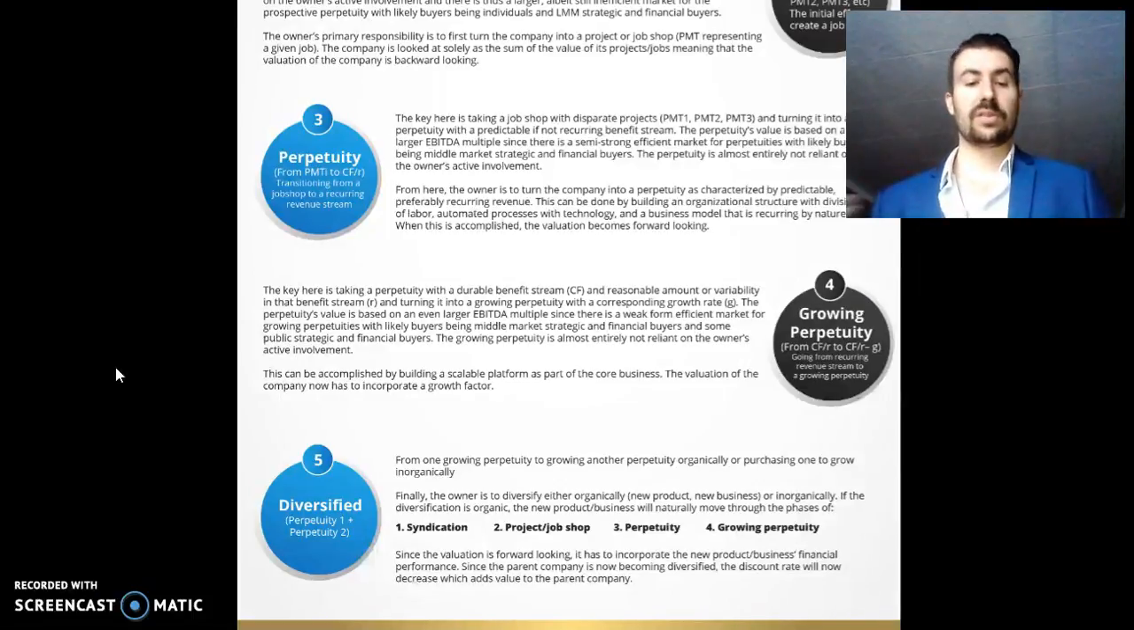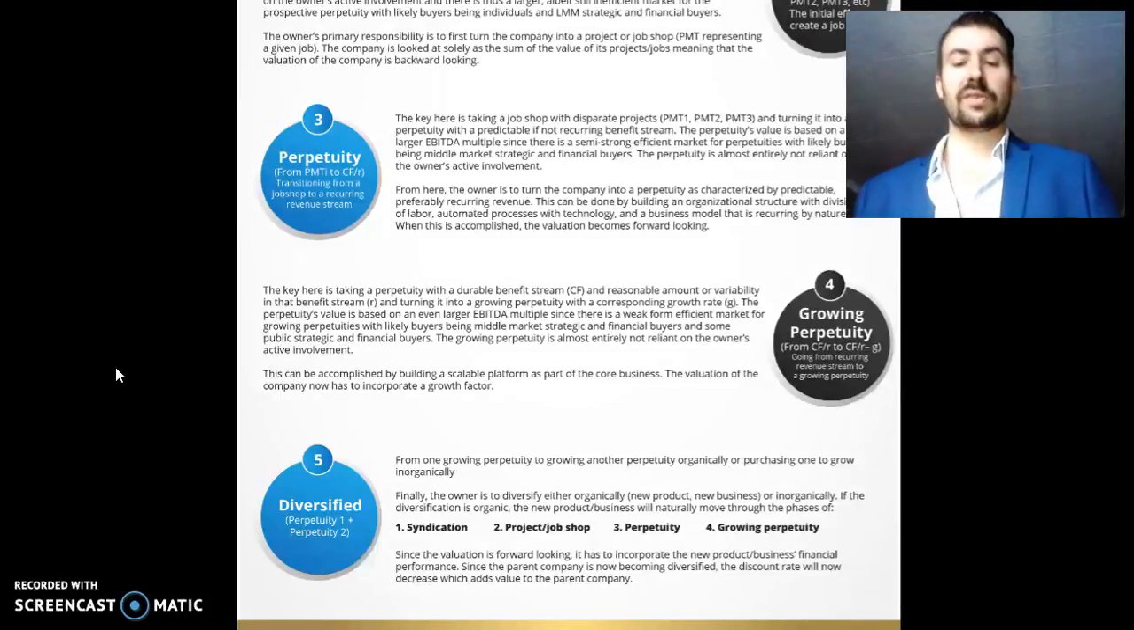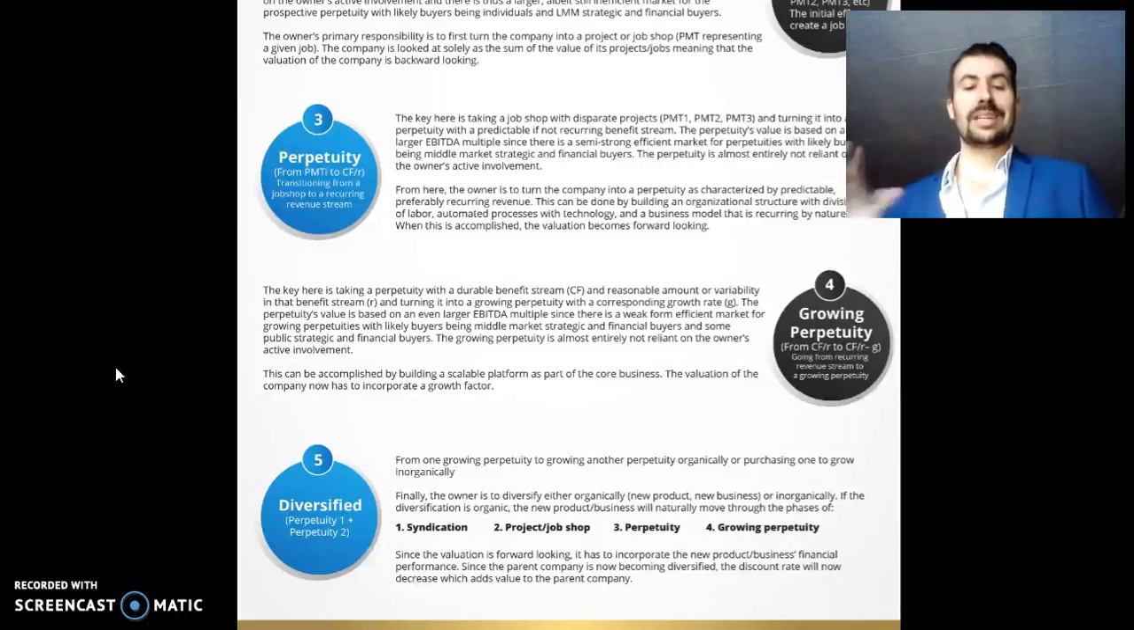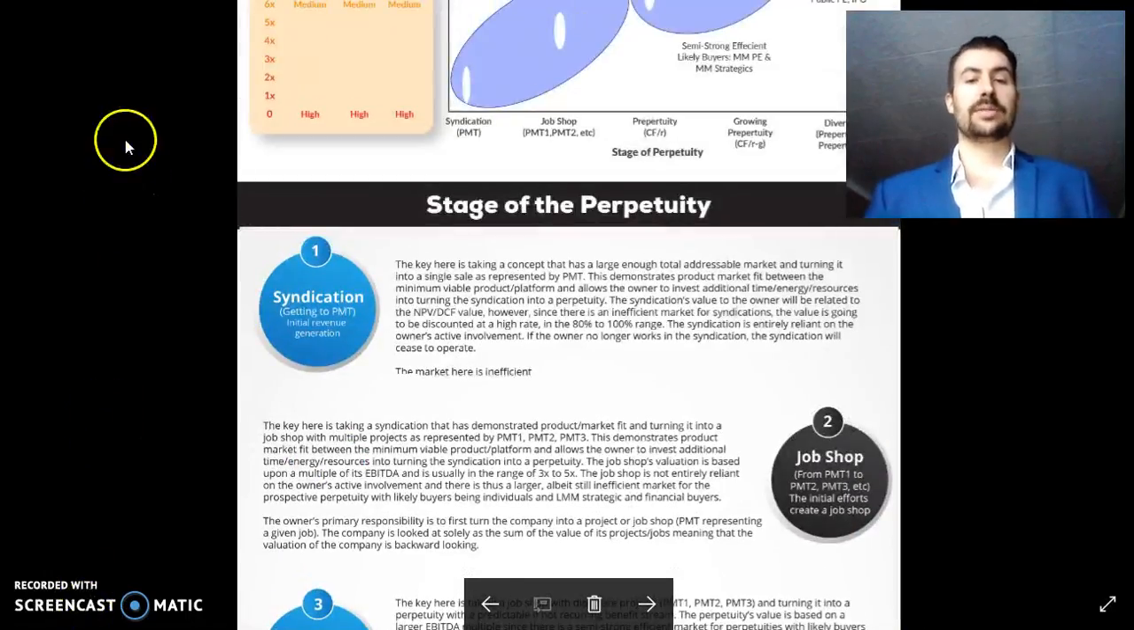So if diversification is organic, the new product or business will naturally move through the phases of the perpetuity once again: syndication, project or job shop, perpetuity, and then ultimately growing perpetuity. Since the valuation is forward-looking, it has to incorporate the new product or business financial performance. Since the parent company is now becoming diversified, the discount rate continues to decrease, which adds value to the parent company. And so that is Perpetuity Science as a whole.